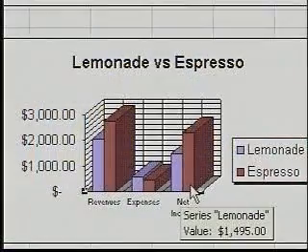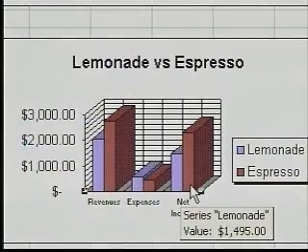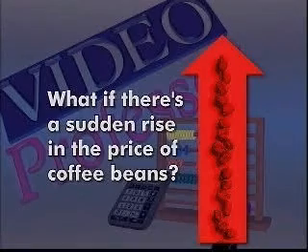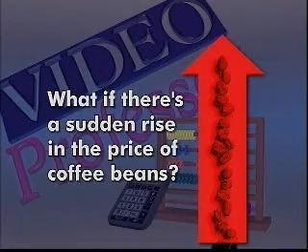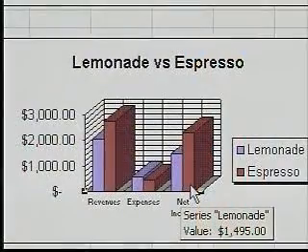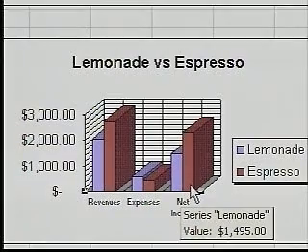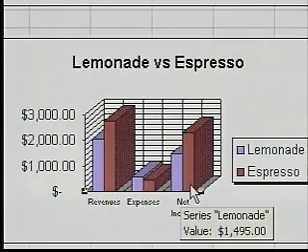The spreadsheet and charts right now show a pretty strong net income because expenses are fairly low. But what if there's a sudden rise in the price of coffee beans? Well, we build our spreadsheet to handle changes like this. So let's see how it handles this scenario. We start this what-if process by changing the cost of espresso in the variables section.